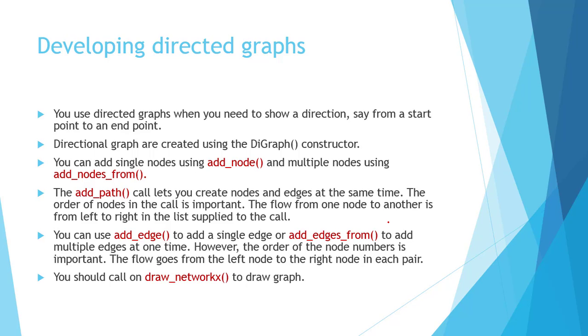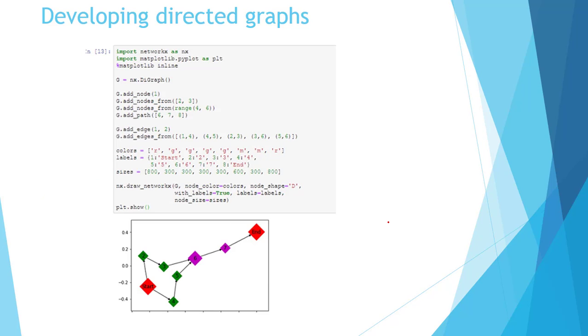So we can call draw_networkx to draw a graph. This is an example of developing the directed graph using NetworkX and matplotlib. First of all, for a directed graph we have to call the constructor, that is the DiGraph constructor. After that we have added the nodes 1, 2, 3, 4, 5, 6, 7, 8 in the graph G. After that we have added edges using the add_edge and add_edges_from methods, that is 1 to 2, 1 to 4, 4 to 5, 2 to 3, 3 to 6 and 5 to 6.